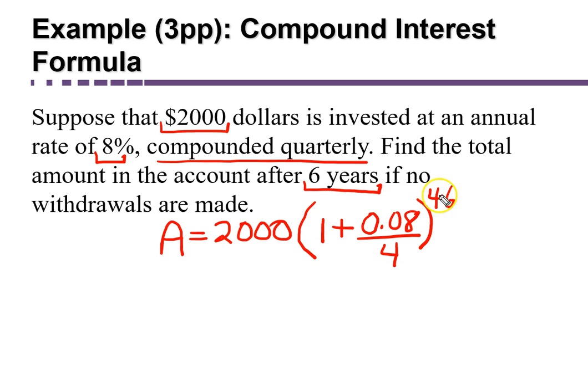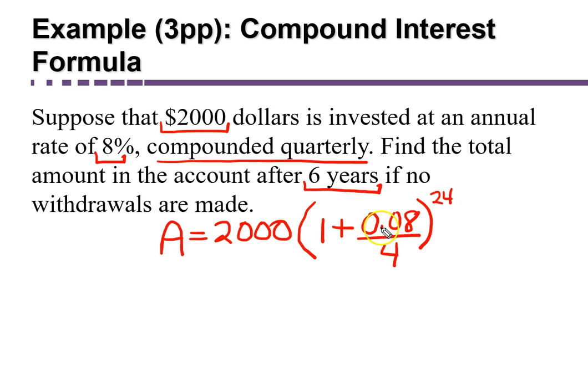So this number, we can do this. This is 4 times 6 is going to be 24. So I can just put the 24 there. So you see where it came from. Now, the key to this is being able to put this into your calculator and get a good answer.